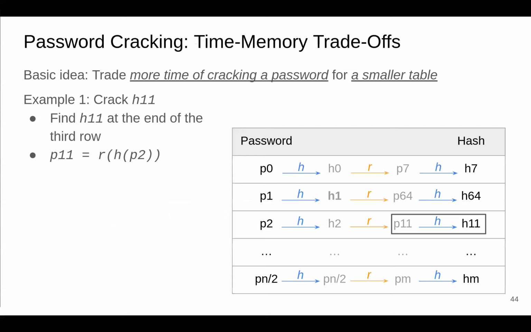Let me walk through 2 examples. So we want to crack H1. We found the hash H1 in a leak somewhere. So we look up H1 in our table. We find H11 at the end of this table here. So what we do is we go to password 2, we hash password 2, we get H2, we run the reduction function on H2, we get password 11.